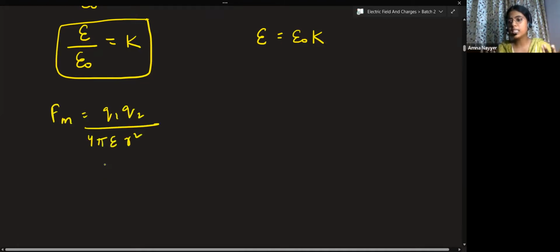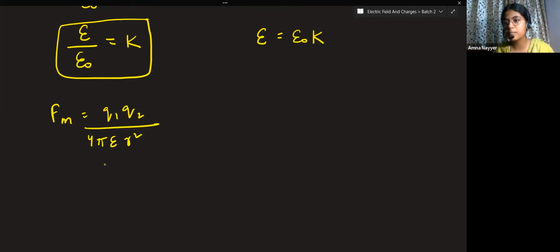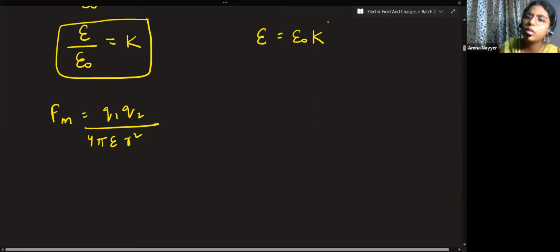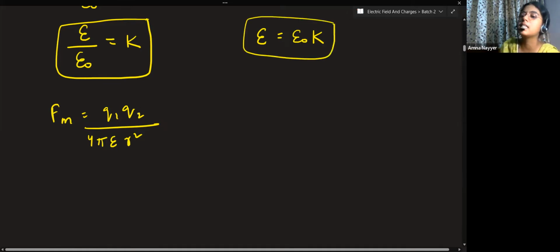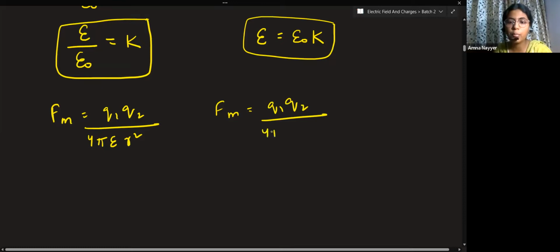and we don't know what epsilon is. Had it been epsilon naught, we would have known the value as 8.85 into 10 to the power minus 12. But here epsilon is given. So what can we do? We can use the relation epsilon is equal to epsilon naught multiplied by K. So F medium will be Q1 Q2 divided by 4 pi epsilon naught K, instead of epsilon I have written epsilon naught multiplied by K, divided by this r square.